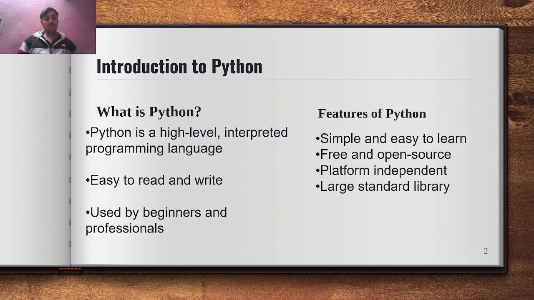Features of Python: simple and easy to learn, free and open source, platform independent, and a large standard library. From today we are starting, so we are going to use a software called Thonny. Thonny is a software you can use to code in Python. I will show you the interface of Thonny. You can simply go to Chrome, download Thonny, and start using it.